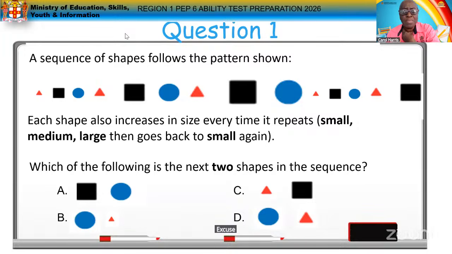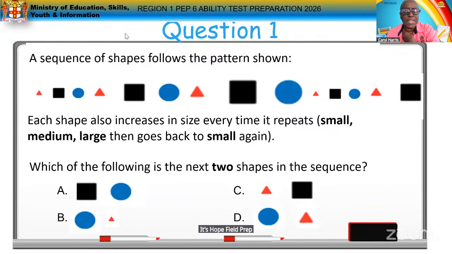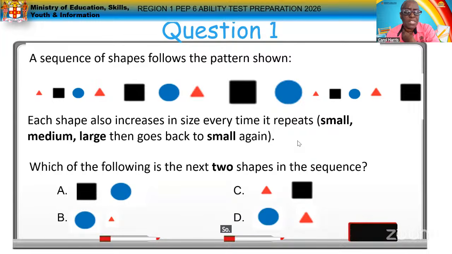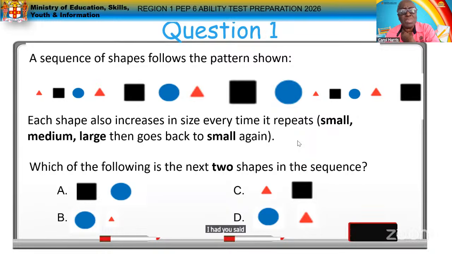Excuse me, Miss Harris. Yes, go ahead. It's Hopefield Prep, I can see. We're unmuted. Miss Harris. So I noticed that when I counted, there were 2 small triangles, 1 small square, and 1 small circle, which is 4. Excuse me, one at a time, just a second. And then there's 2 small triangles, 1 square and 1 circle. Could you say that again, please?